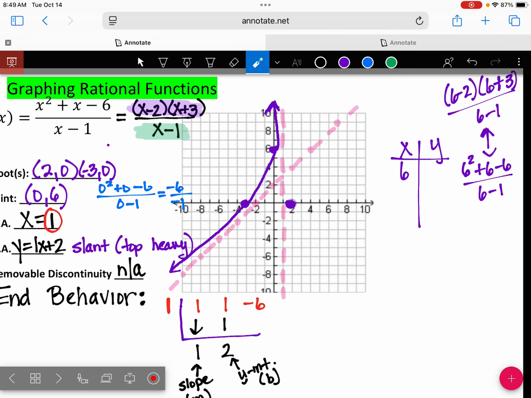So the top one, that would be 4 times 9 because 6 minus 2 is 4 and 6 plus 3 is 9. So that would be 36. But the same thing is going to happen here. 36 plus 6 minus 6 is also 36. So either way, you have a 36 at the top. And we're dividing it by 5. So 36 divided by 5 is something close to about 7.2-ish. So that means at 7, it should be under the slant though.